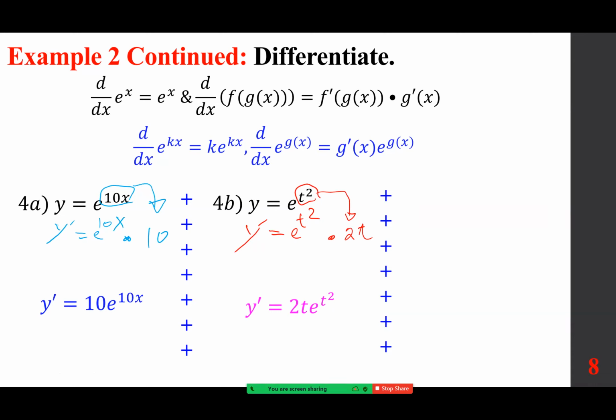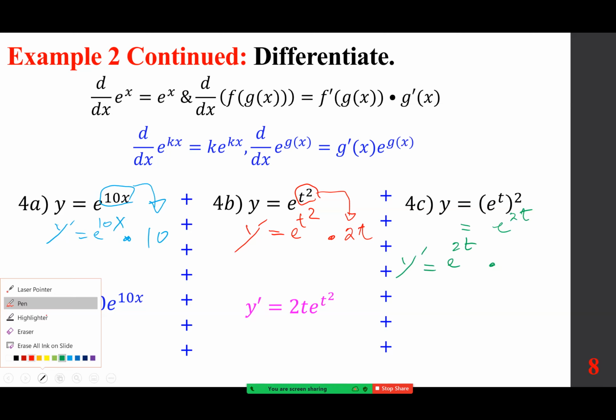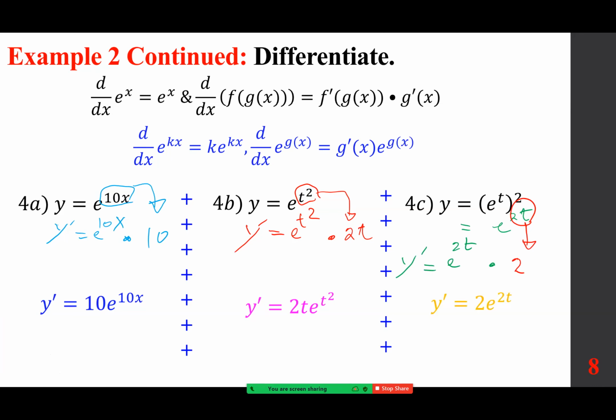When we look at this example, I highly recommend you take the first step and rewrite it as e to the power of 2t, although you can differentiate it the way it's given, but it's easier this way. Now y prime is itself times the derivative of 2t, and we put the 2 in front, and we're done.